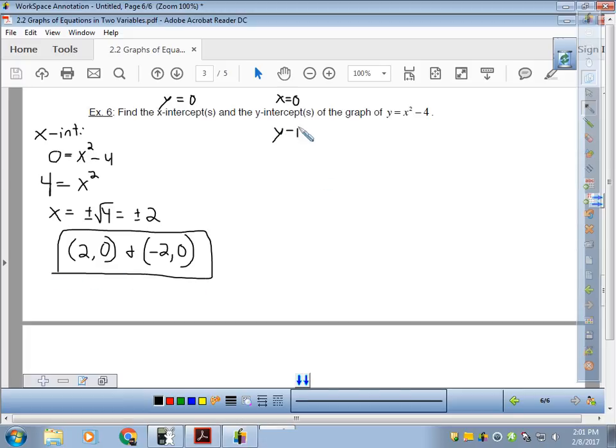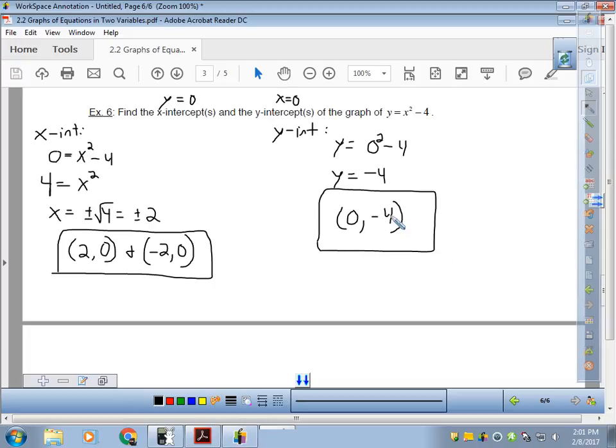For y-intercept, we're going to plug in 0 for the x. So we're going to have y equals 0 squared minus 4. 0 squared is 0. 0 minus 4 is negative 4. So we only have a single y-intercept at negative 4. We would write that as a coordinate as 0, negative 4. And so there is our y-intercept.